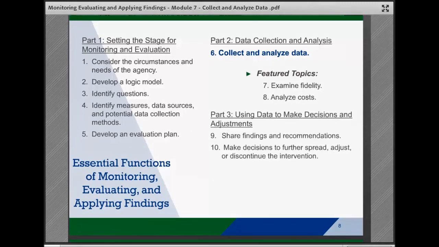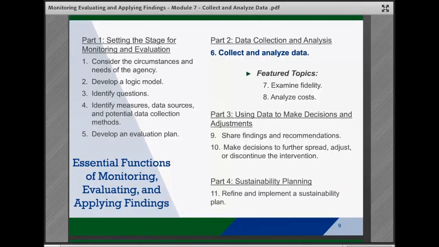Part 3 outlines how to use the data collected to make decisions and adjustments, with 2 functions on sharing findings and recommendations, and then making decisions to further spread, adjust, or discontinue. Then Part 4 is on sustainability planning, and how teams should refine and implement a plan to sustain interventions when this is the decision of the team and stakeholder groups. Let's get started.